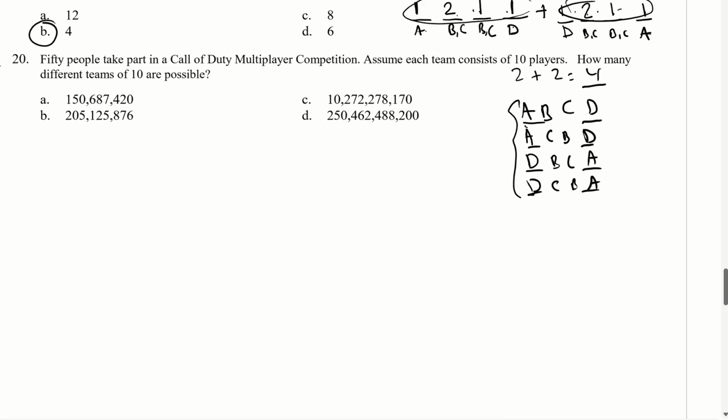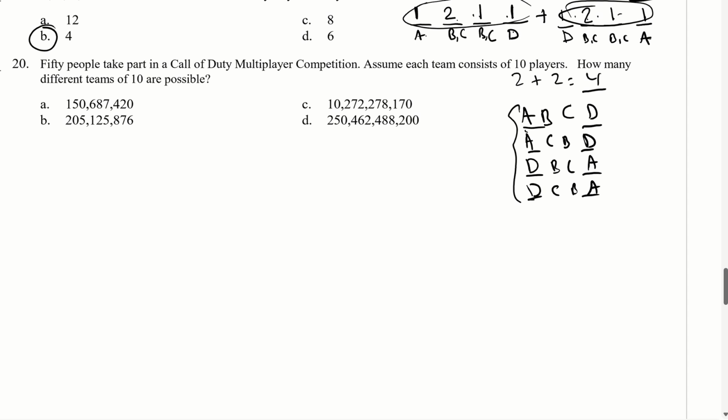All right, so number 20, 50 people take part in a Call of Duty multiplayer competition, 50 people. Assume each team consists of 10 players. How many different teams of 10 are possible? So here, order doesn't matter, right? You could just choose any 10 people for the team.